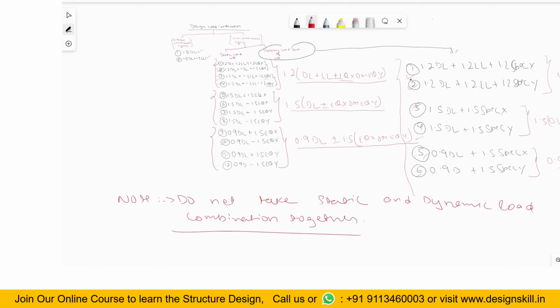So if you're considering the dynamic one, then take only the dynamic load combinations. If you're considering the static one, then consider only the static load combinations. You have to delete all the 6 load combinations when you're considering only the static one, and if you're considering the dynamic one, then you have to delete all the 12 load combinations. So this is the very important note. We have to keep it in mind while designing the structural element in your software.